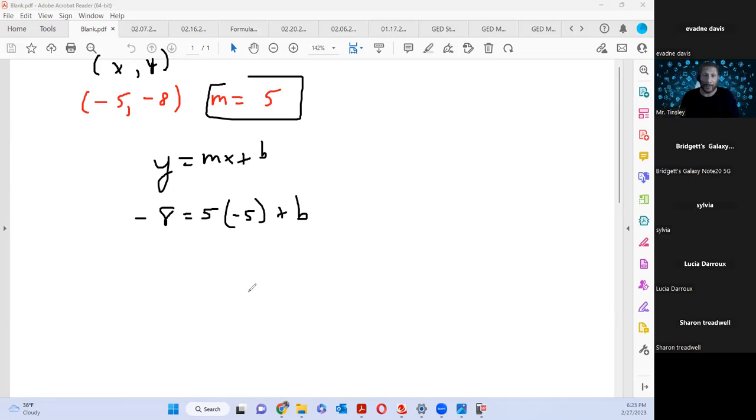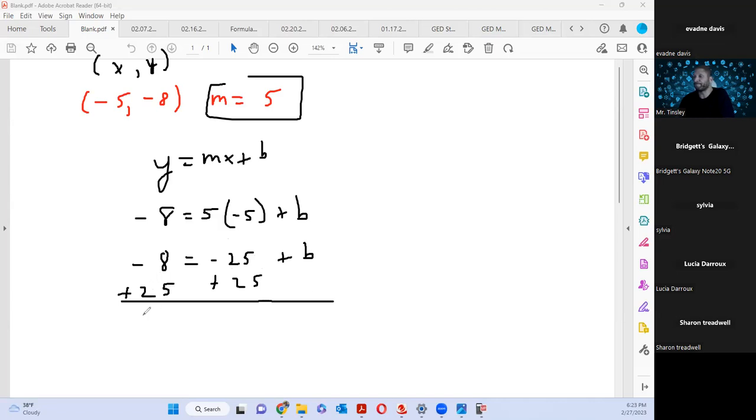Does everybody understand that? Okay, so now we're going to bring down the minus 8 equals. What is 5 times minus 5? It's negative 25, plus b. This is a one-step algebraic equation. How can we get b all by itself? You have to add 25 to both sides. What's 25 minus 8? Let me see. It's 17. Bring down our equal sign, the 25s cancel, and we bring down our b.